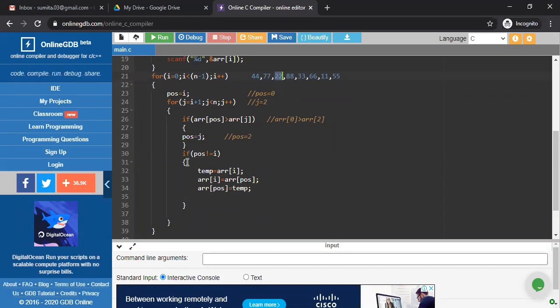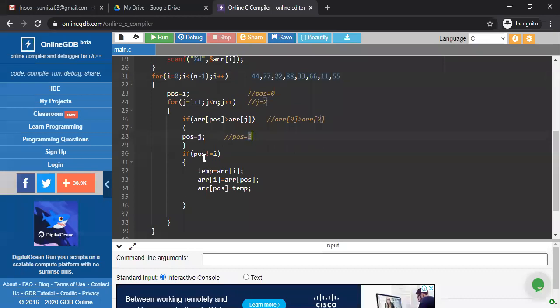So position is replaced with J. What is the J value? 2. So position is now replaced by 2 rather than 0. 0 is now overwritten by 2. So now position is 2. The position value is totally changed. So position is now 2. Now move on to this place.